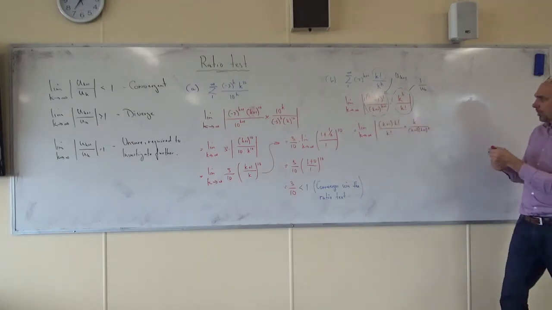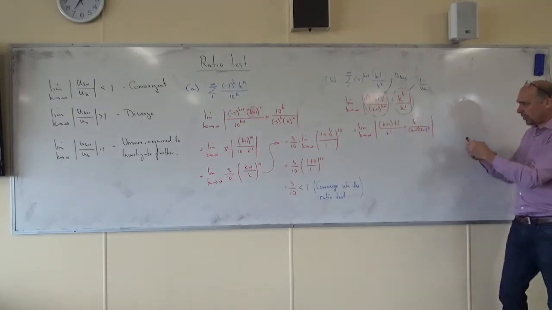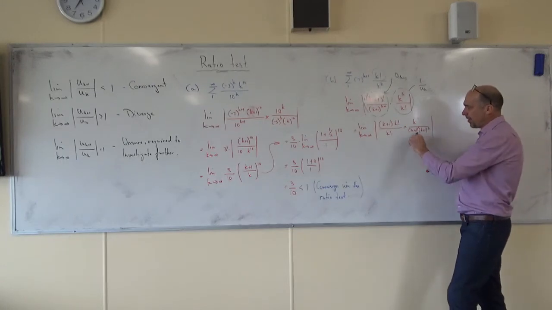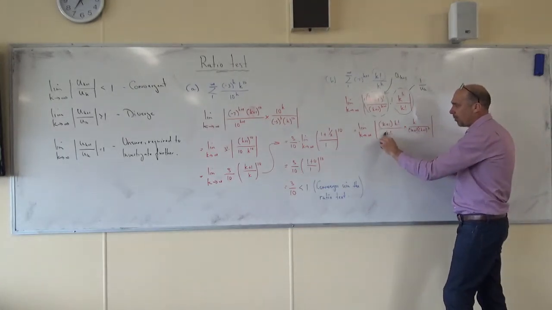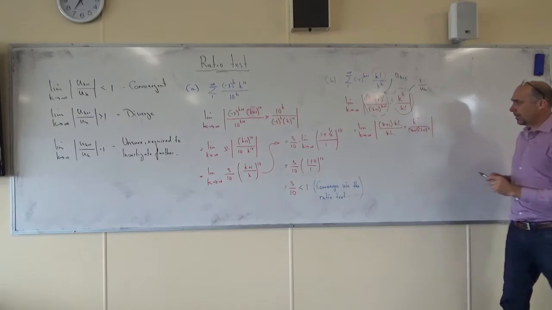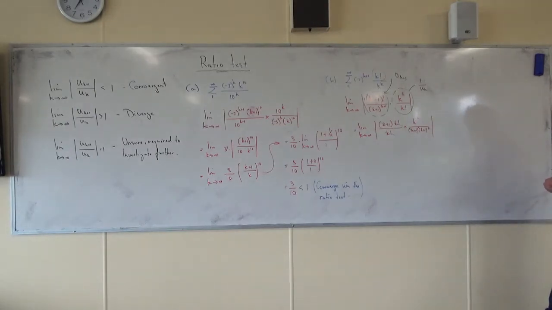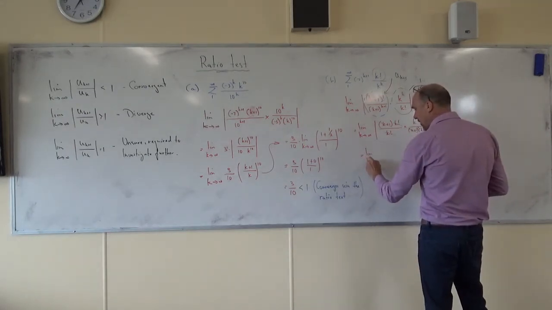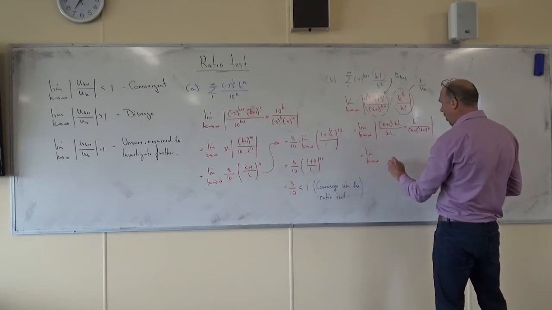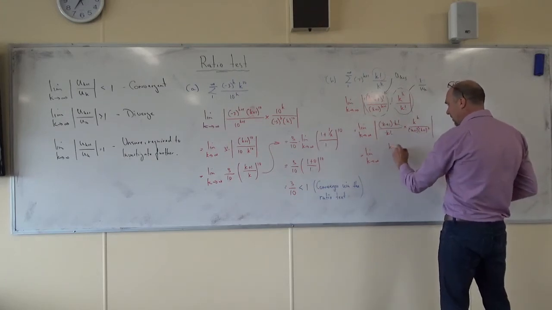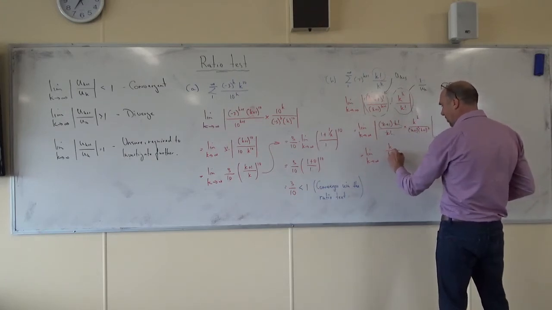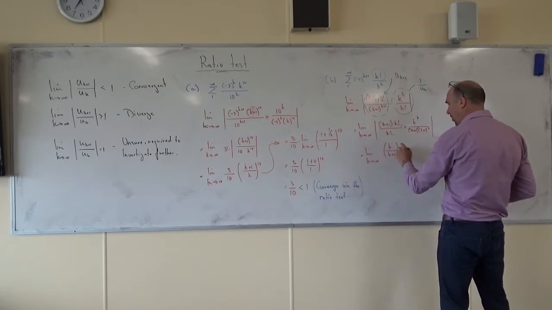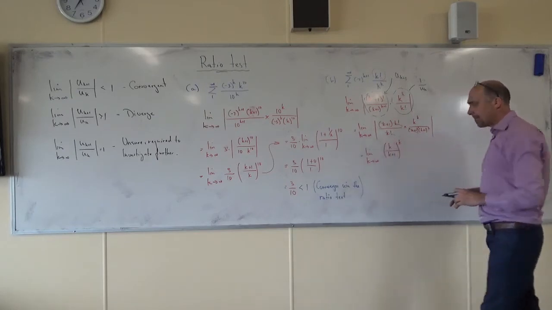Now that's really cool to split up like that, because what I can do now is do some cancelling. That will cancel out with that. That will cancel out with that. Yeah, and what I'm left with is this, the limit as k approaches infinity of k on k plus 1 to the power of k.